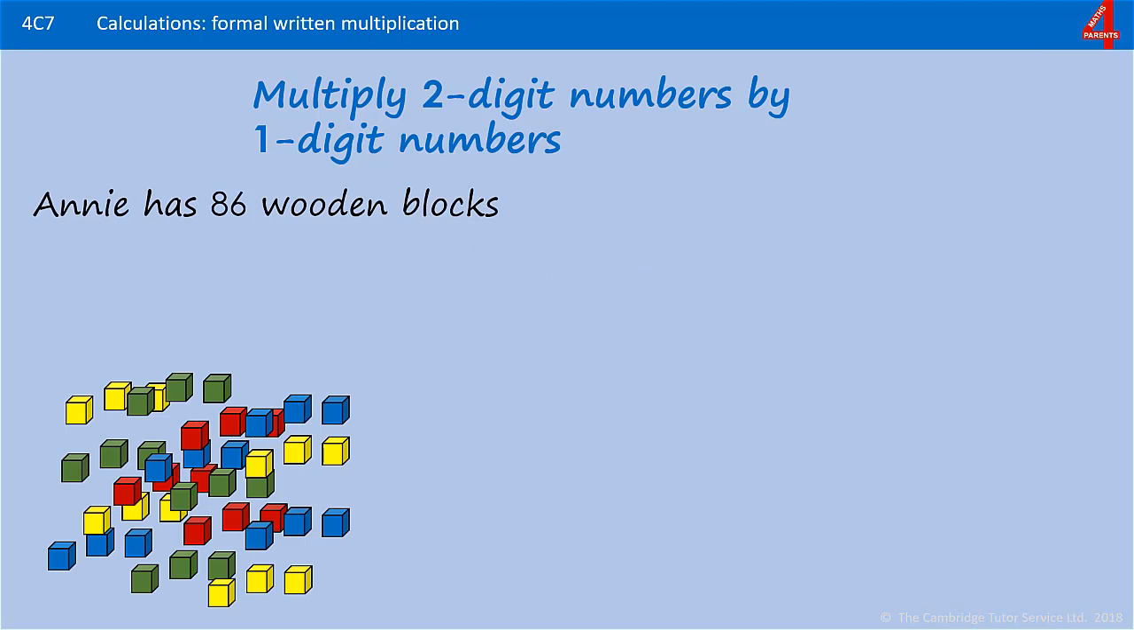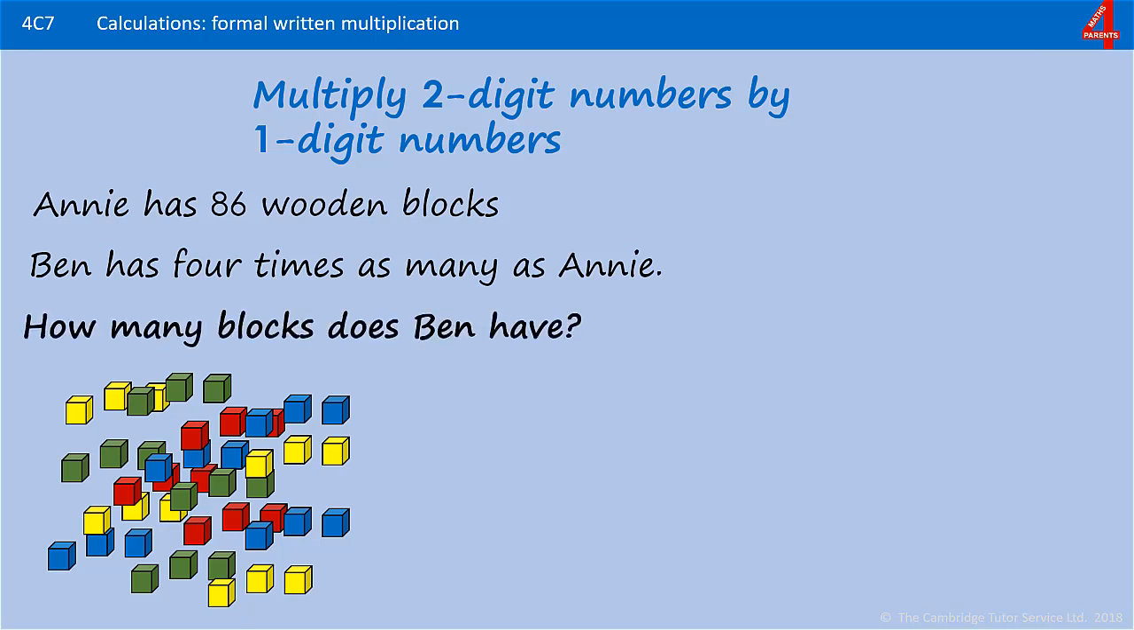Usually there will be word problems associated with these multiplication problems. So here's a couple of examples. Annie has 86 wooden blocks. Ben has 4 times as many blocks as Annie. How many blocks does Ben have? With these problems, you need to be able to identify that it is a multiplication, and you need to be able to identify which numbers need to be multiplied.